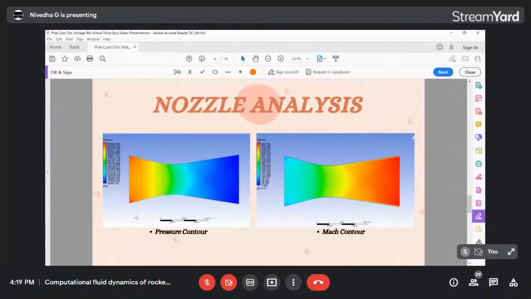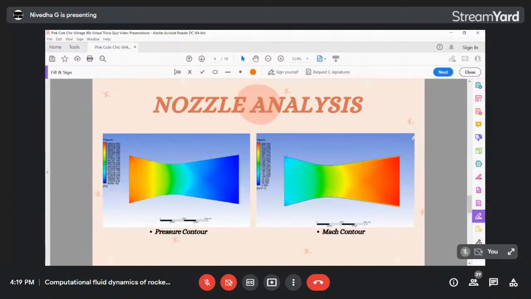When your solution is converged, that's when your nozzle is ready to show you the contours. Till then, it was always an underdeveloped flow or something like that. Here we can see on your left is your pressure contour.